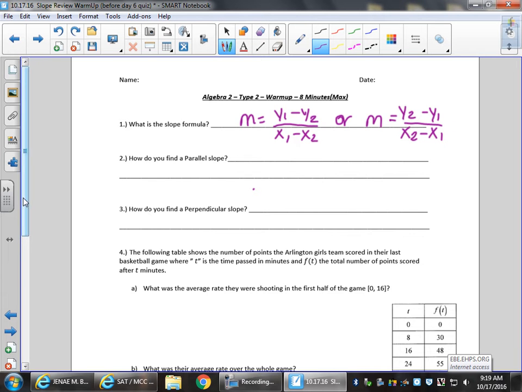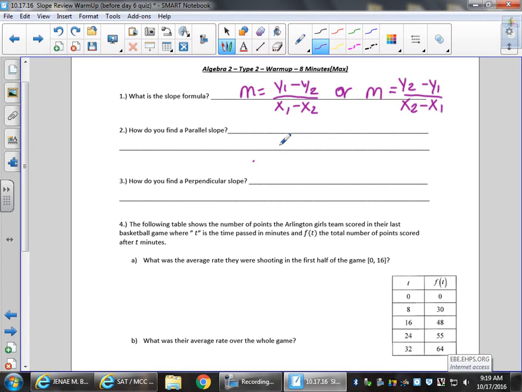Okay. How do we find a parallel slope? Faith? Sure. I said the lines are parallel if and only if they have the same slope. Great answer. She said lines are parallel if and only if the slope is the exact same. So they must have the same slope.